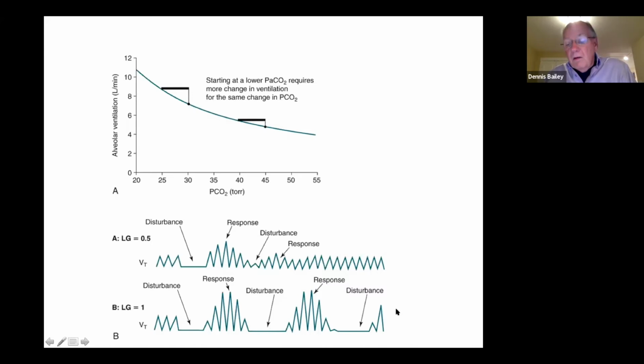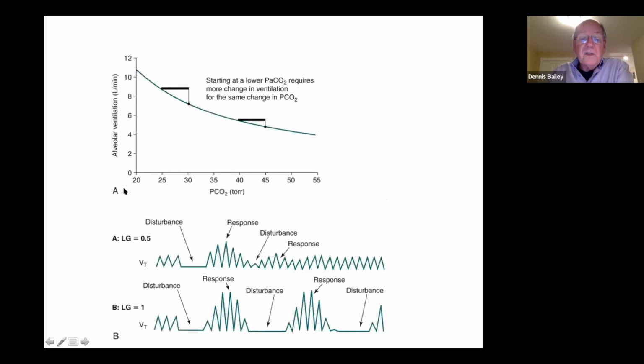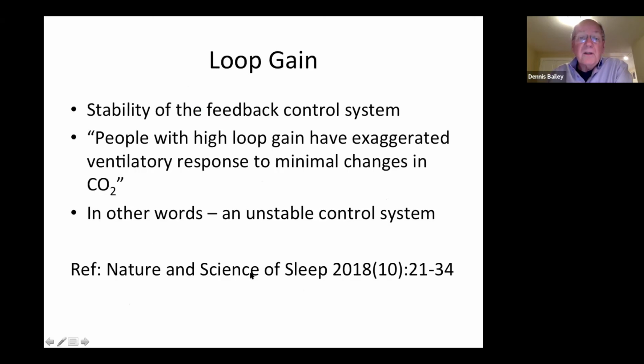Now, there's ways to look at this from a clinical point of view. But let's just finish with this. Stability of the feedback control system, that's loop gain. People with high loop gain have exaggerated ventilatory response to minimal changes in CO2. Okay? Minimal changes in CO2. That's what we're seeing here. Minimal change, so there's a hyper response. In other words, an unstable control system.